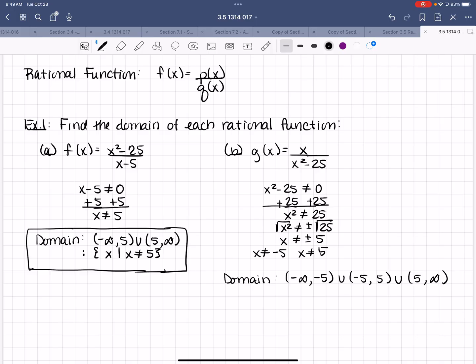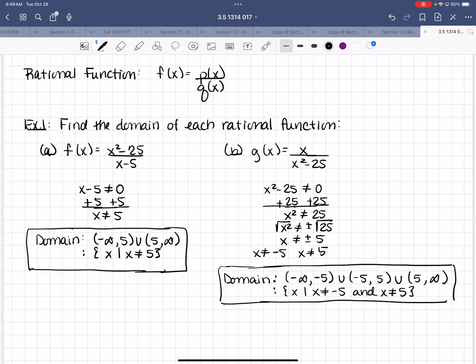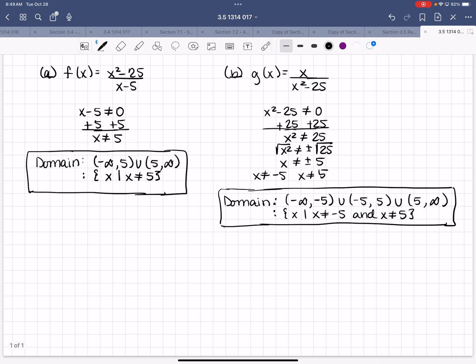If I'm using set builder, it's actually easier. You can just say x such that x cannot equal negative 5 and x cannot equal 5. Okay? Can't equal negative 5, it can't equal positive 5. All right, and then we do have a C.